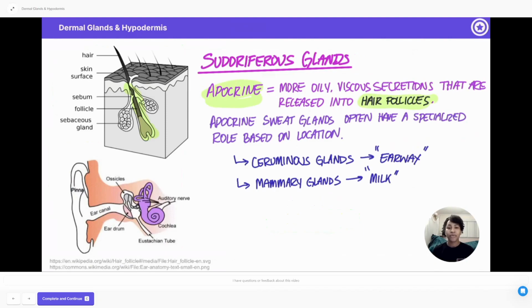Now, the function of apocrine glands can really differ because it depends on where the gland is. And because they differ based on their location, apocrine glands can also specialize and become very highly attuned to one specific function. For example, a ceruminous gland is a gland that produces earwax, or scientifically cerumen. And we may not think of this immediately as a type of sweat gland, but it is.